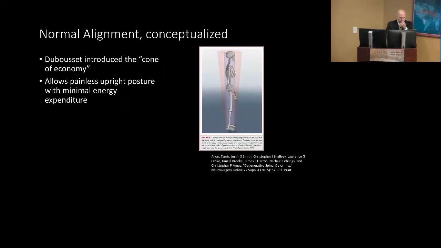Jean Dubousset, really one of the fathers of our understanding of spinal deformity, introduced a concept called the cone of economy. So the idea of the cone of economy is that all of these balanced numbers will equal themselves out, enabling a person to keep their head above their pelvis and essentially be in the cone of economy, which means minimal effort to walk and stay upright, specifically painless effort. And any deviation from this cone of economy really leads to severe disability, which we tend to see more in adult spinal deformity than in juvenile or adolescent.